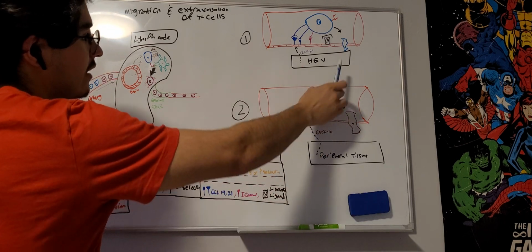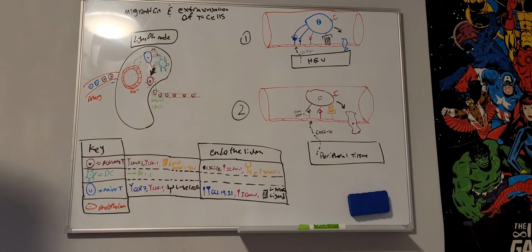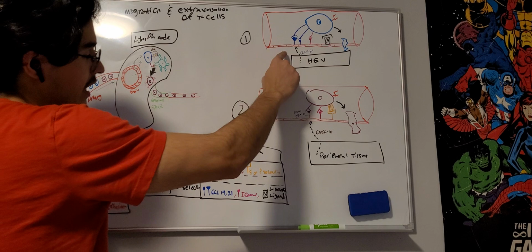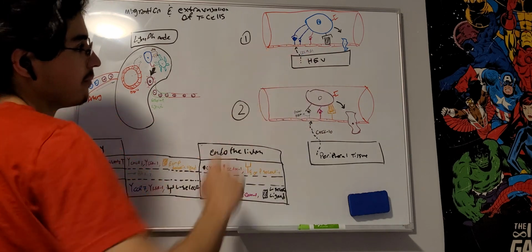So at the level of the high endothelium venule, we're going to get these chemokines secreted, okay? And these guys are called CCL19 and 21. These guys will get secreted, and then they'll go inside of this blood vessel, okay?